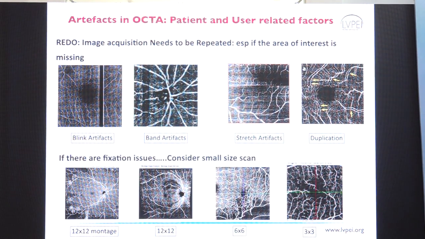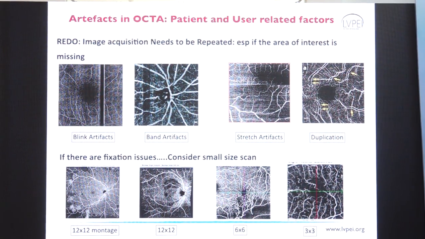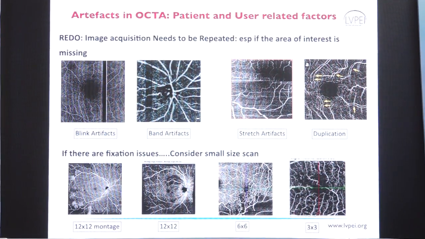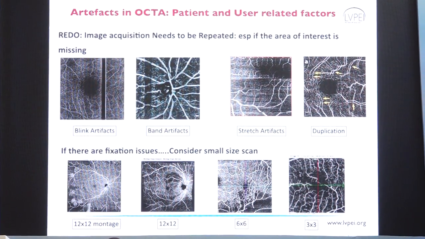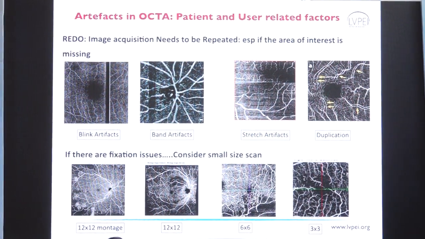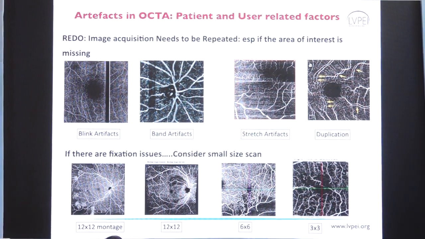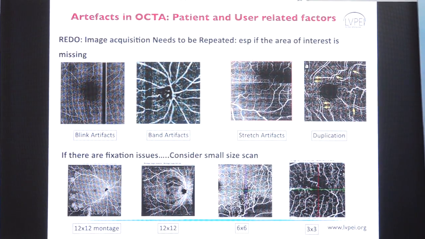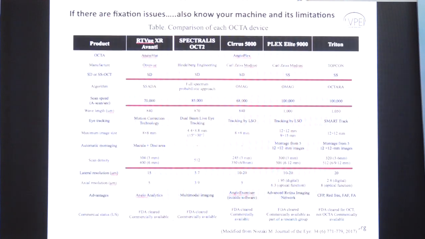If there is a fixation issue, consider taking a smaller size scan. We have been talking about how OCTA has expanded to a 12 by 12 montage and 12 by 12, 6 by 6. But remember, the larger the area that you're scanning, the more time the patient will have to sit in front of the machine, the more A scans will be taken, and the lesser the cooperation coming from the patient. So if you have a lot of artifacts coming in, it's better to reduce the size of your scans so you can have faster scans. Machine differences will come into play, but a smaller scan generally has fewer A scans, and then you will be able to have a better quality image, given the patient factors.